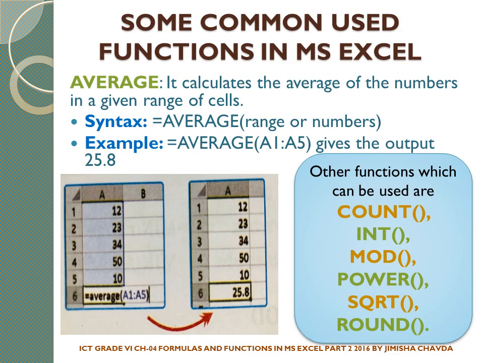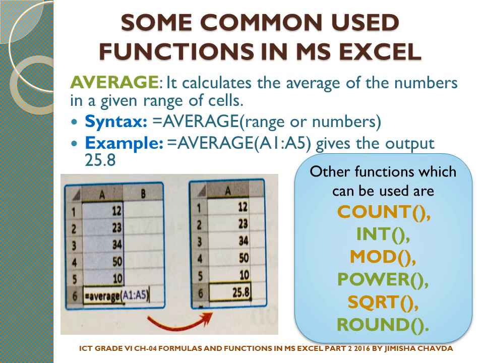Average. This function calculates the average of the numbers in a given range of cells. Every function has a syntax. It needs to be strictly followed. The syntax for average function is equals to AVERAGE, opening round bracket, range or numbers and closing round bracket.